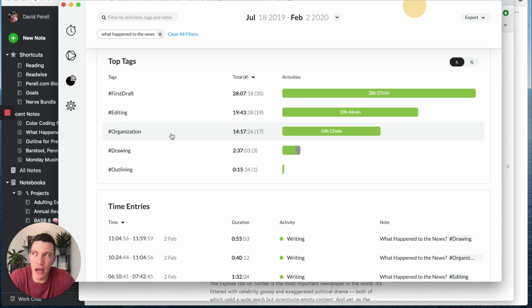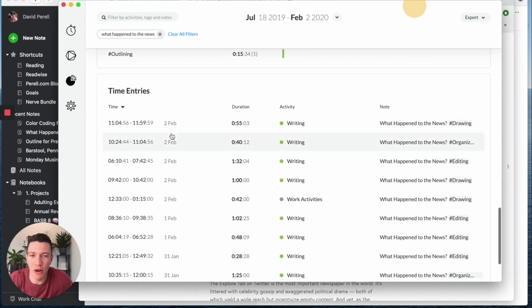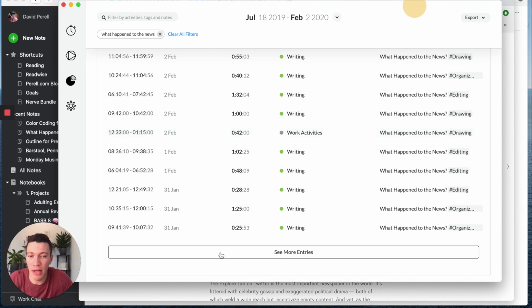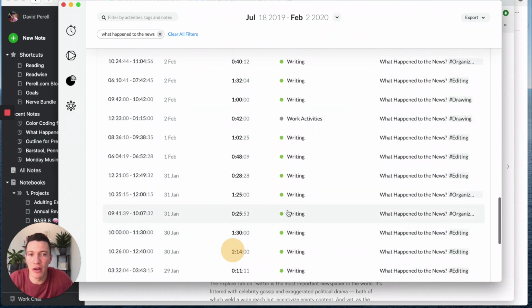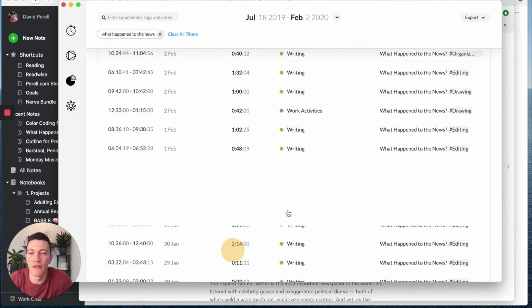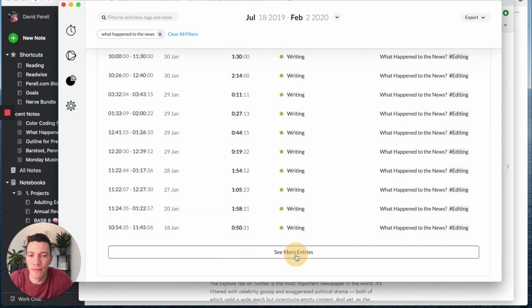That right there is the delta between writing a blog post and writing a long form essay. As you get longer in your writing, you have to spend a disproportionate amount of time organizing your work, and it's almost impossible to get around that. So as you can see here, these are all of the different time entries that I had.